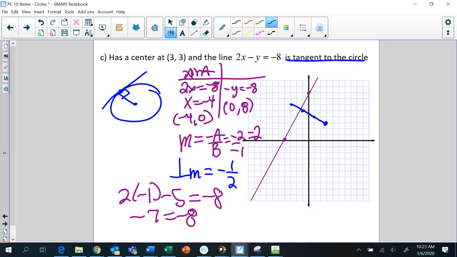Ultimately, I'm trying to find the distance of that. That's what I'm trying to do. I'm trying to find the distance. So once I know where the 2 lines cross, that's going to be my other point. So I'm trying to find the distance.